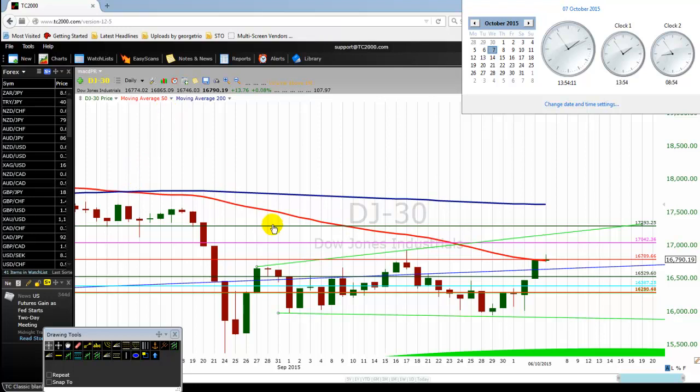Now on a daily chart, you can see that the blue line here is the moving average 200, and the red line is the moving average 50. So the moving average 50 is below the moving average 200. This is what the market calls the death cross. So the market becomes very bearish in theory when the moving average 50 goes below the moving average 200, and the market becomes very, very bullish, in theory, when the moving average 50 goes above the 200.